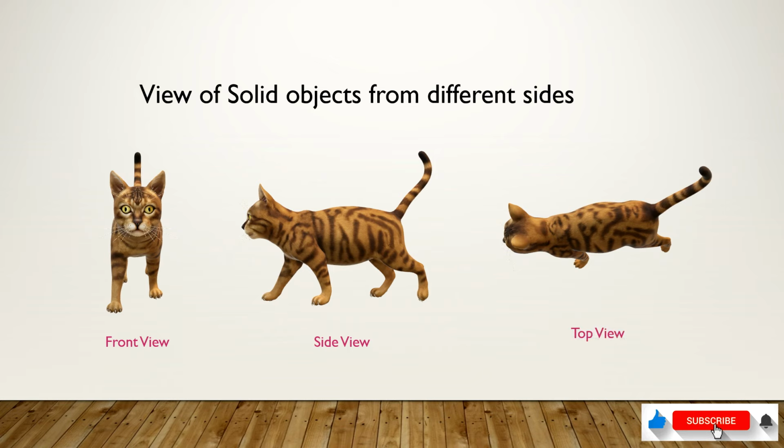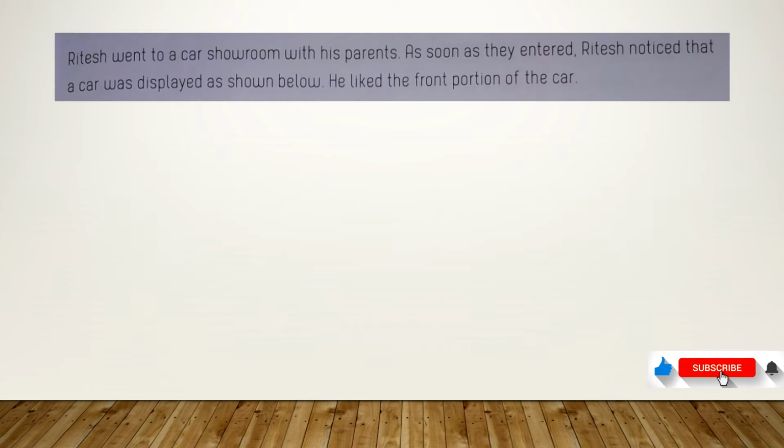Now we know we have front view, side view, and top view, and we are going to see more objects, how they look when we look at those objects from different positions. And again we are taking a very small story like we took in our previous classes. So here again Ritesh is one boy. He went to the showroom with his father, and it was a car showroom.